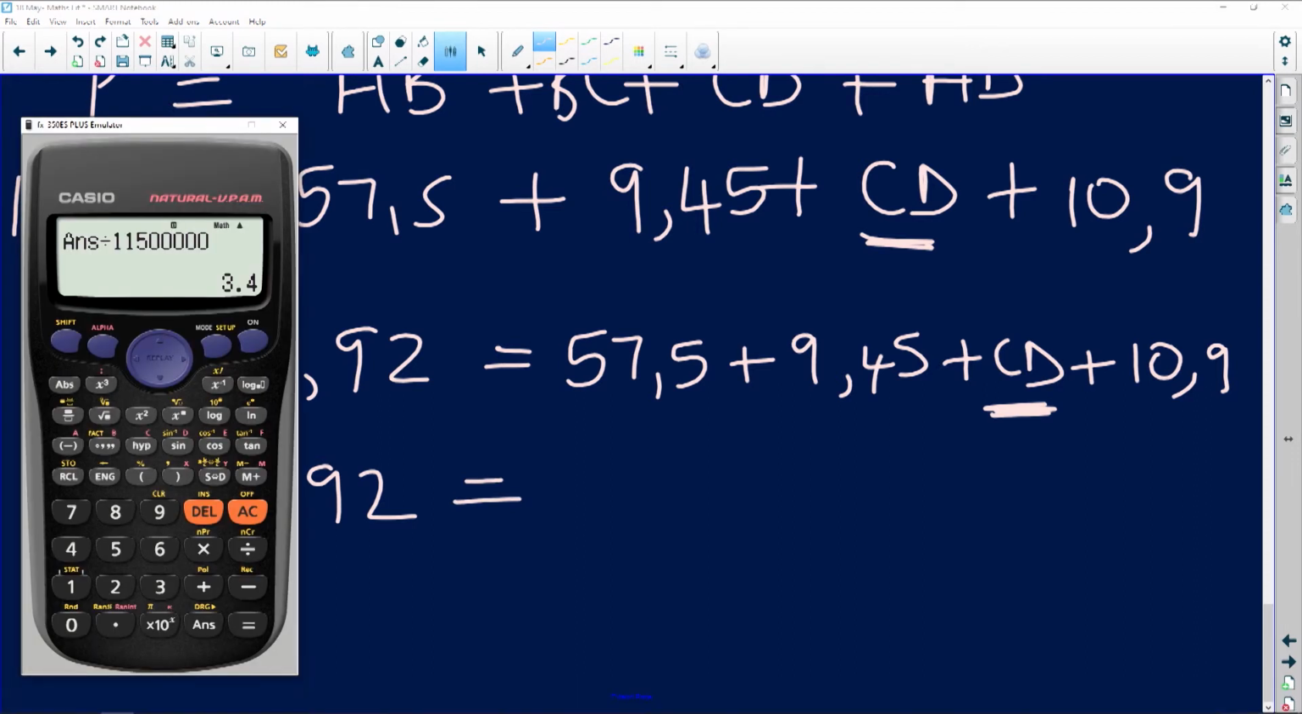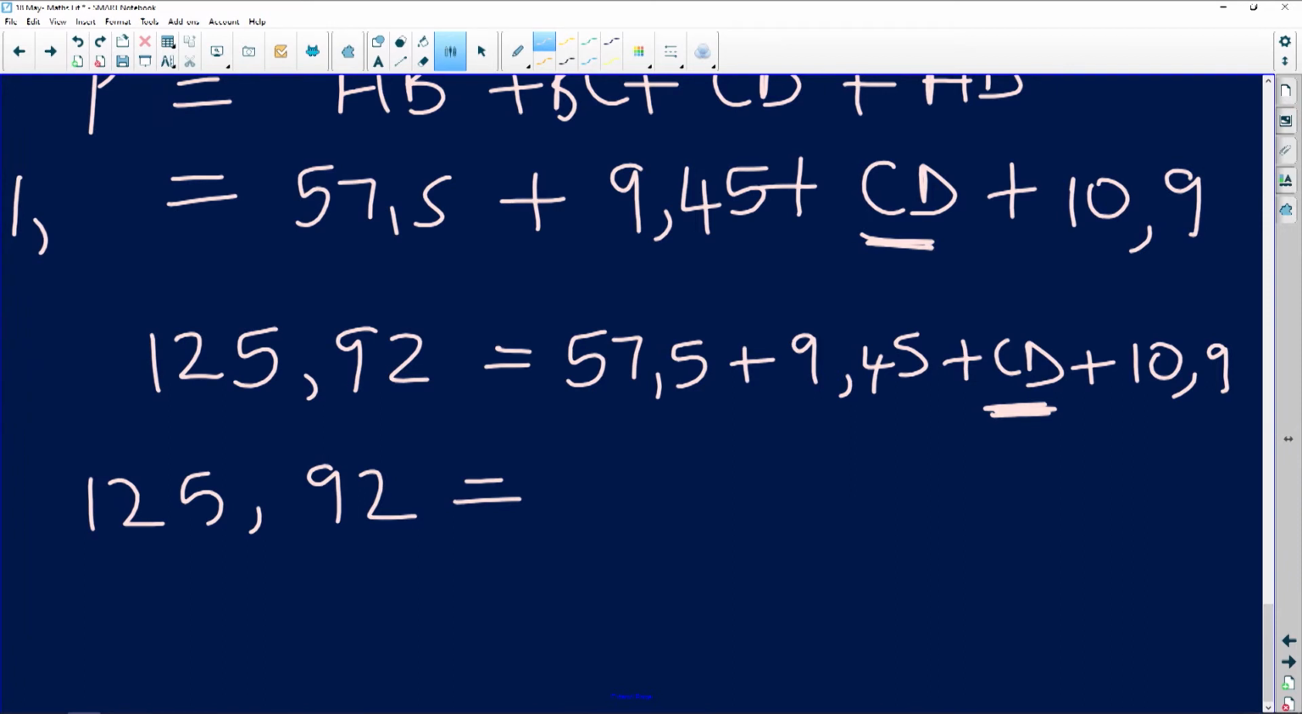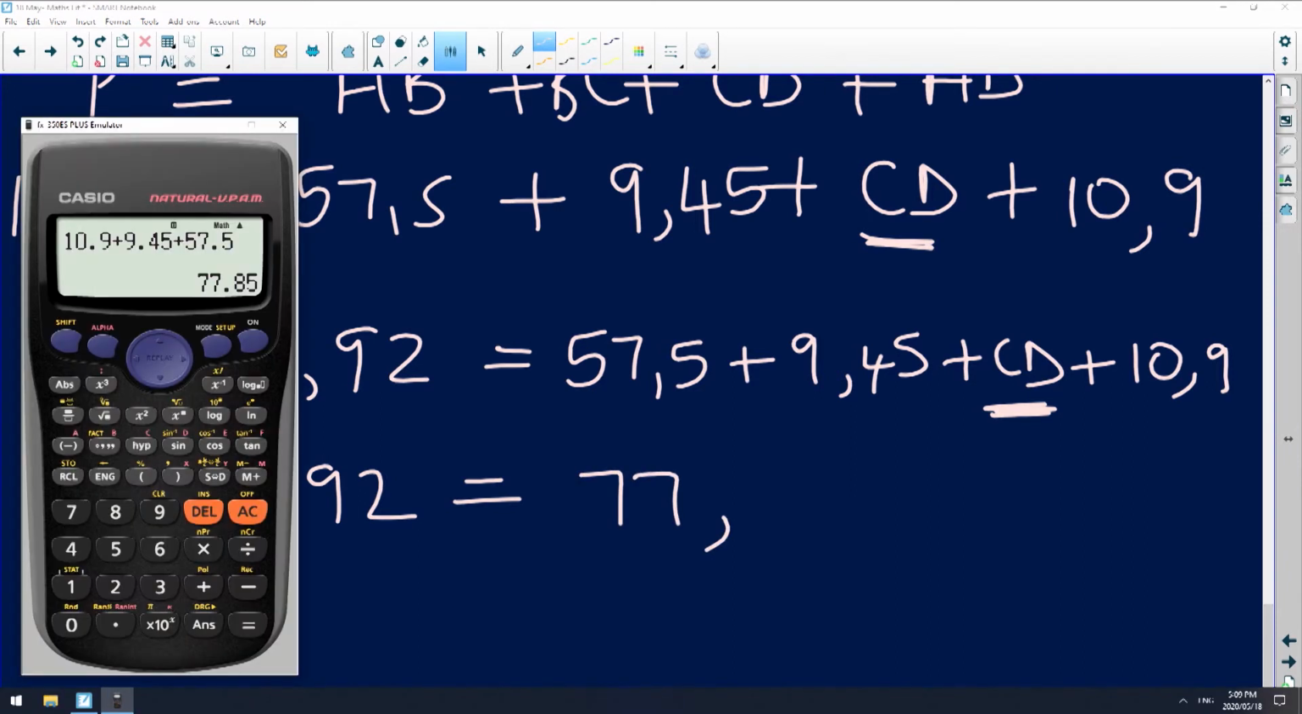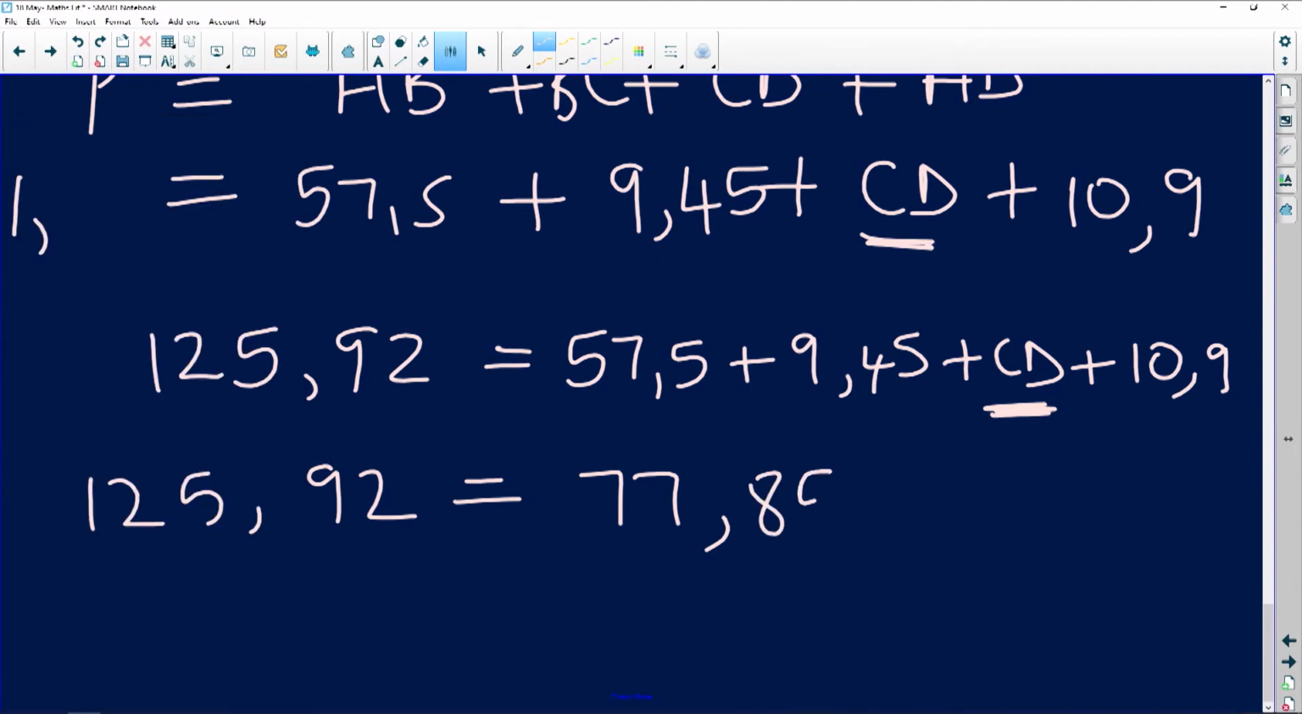So in me adding them, I'm going to say 10.9 plus 9.45 plus 57.5 plus SD, which gives me 77. Let's just go see what it says there, 0.85. And then I know I still have my CD.